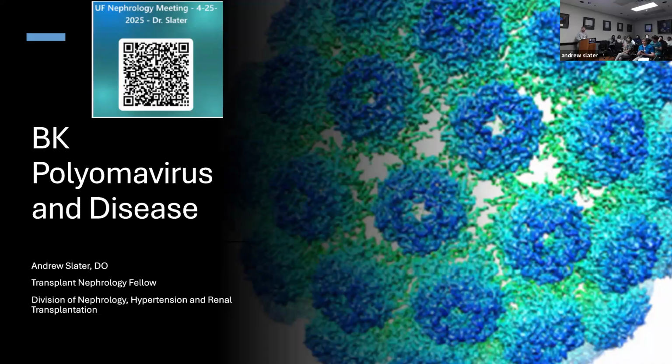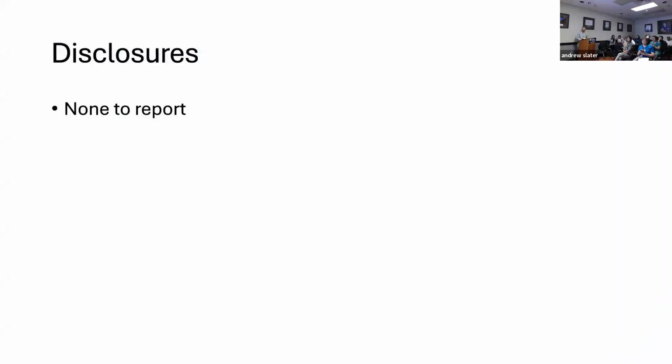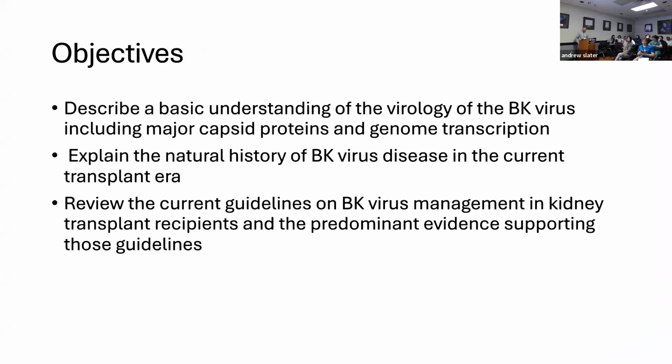BK polyomavirus and disease. No disclosures to report. I have three main objectives. Number one, I'd like to describe a basic understanding of the virology of the BK virus, including major capsid proteins and genome transcription. Number two, explain the natural history of BK virus disease in the current transplant era. That's important. Number three, review the current guidelines on BK virus management in kidney transplant recipients and the predominant evidence supporting those guidelines.